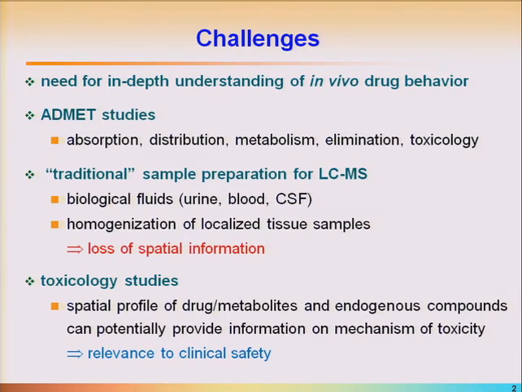However, when you have localized tissue samples, you need to homogenize these samples and analyze them by LC-MS, but you have the loss of spatial information. Especially when you perform toxicology studies, the spatial profile of the drug and metabolites or endogenous compounds can potentially provide information on the mechanism of toxicity, which has relevance to clinical safety.